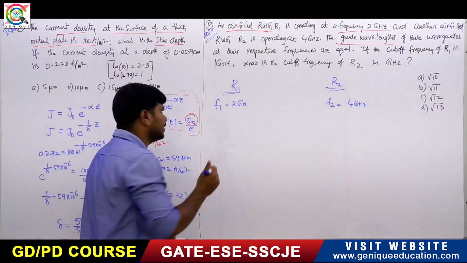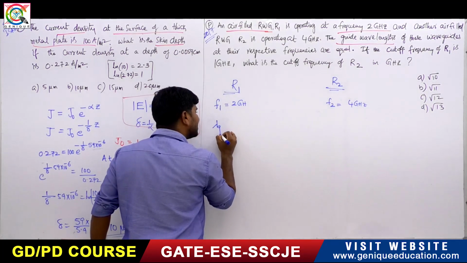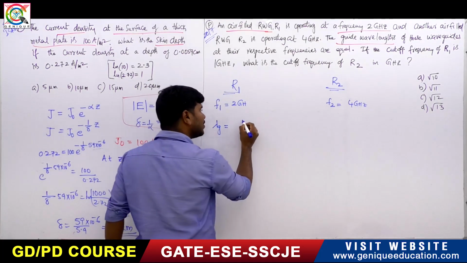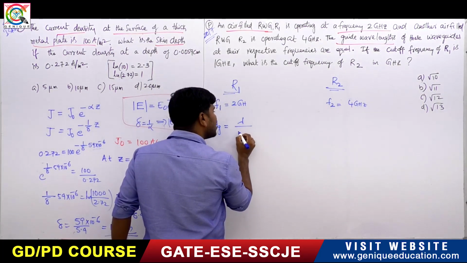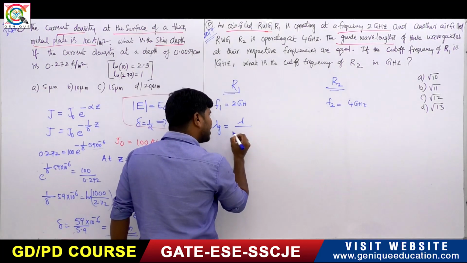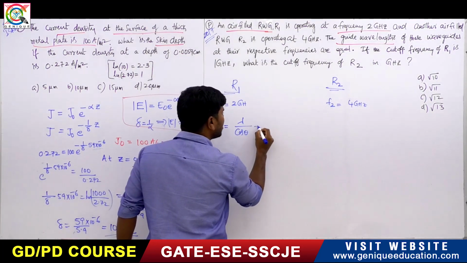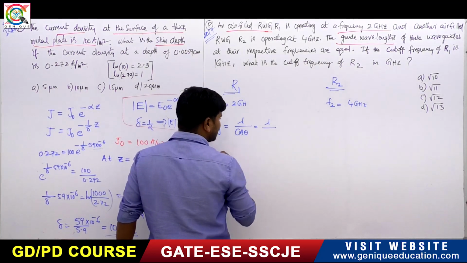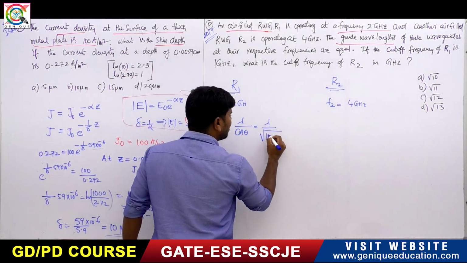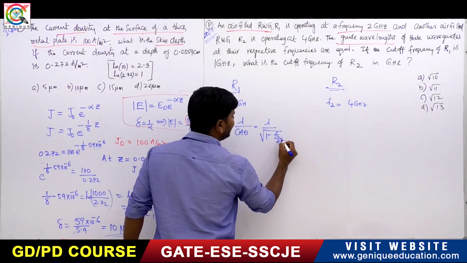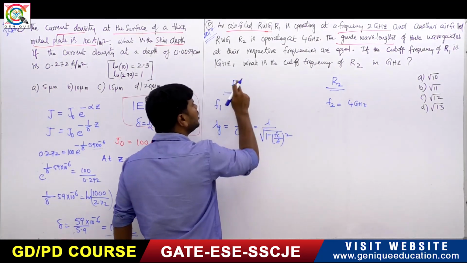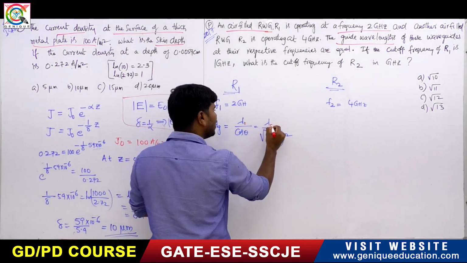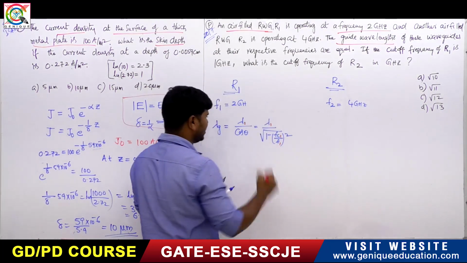What is meant by guided wavelength? It is represented with lambda g. Lambda g is equals to lambda divided by cos theta. Already we know cos theta. What is cos theta? Cos theta is equals to root over 1 minus (fc divided by f) whole square. But we are talking about the first waveguide, so I am naming this one as lambda 1, fc1, f1.